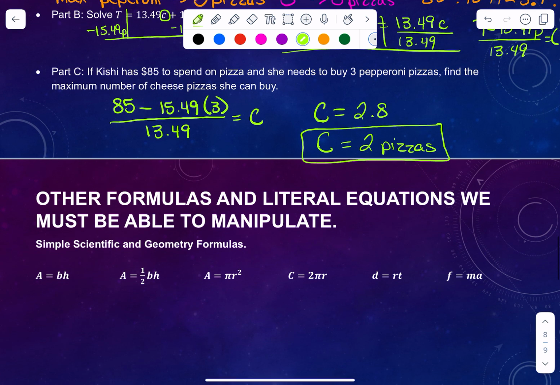The last thing here is just some extra little formulas that you need to be aware of. For example, area equals base times height. That's of your rectangles or your parallelograms. Area equals 1/2 base times height. That's the area of your triangle. Area equals pi r squared. That's your area of your circle. We have the circumference, 2 pi r. We have the diameter, or distance equals rate times time. And then we have the force equals mass times acceleration. Those are formulas that you need to be aware of as we go forward through this process.